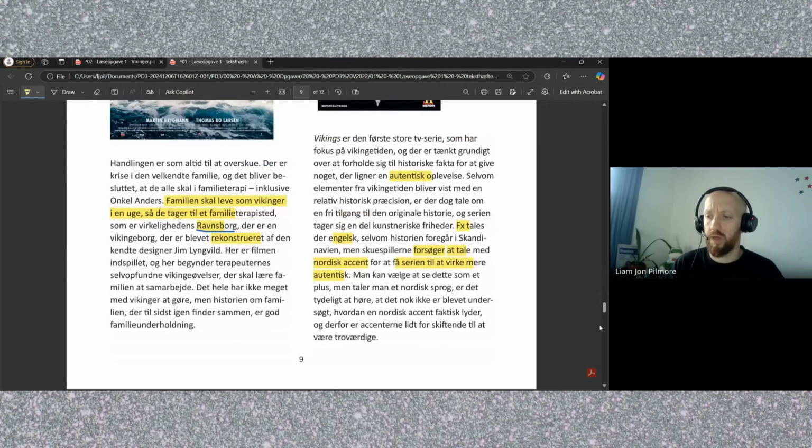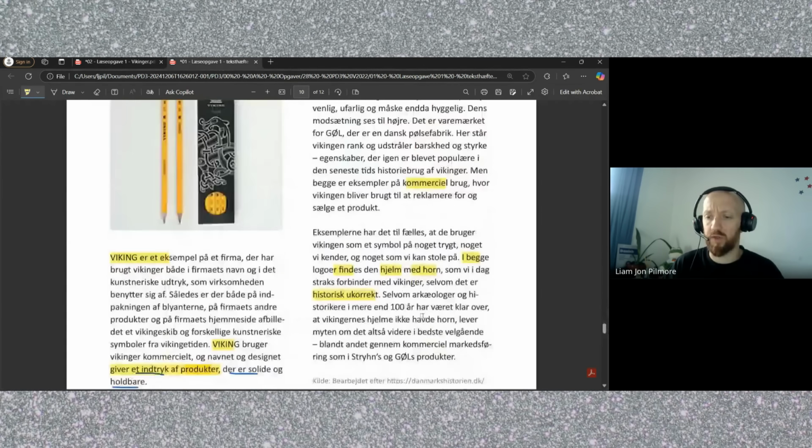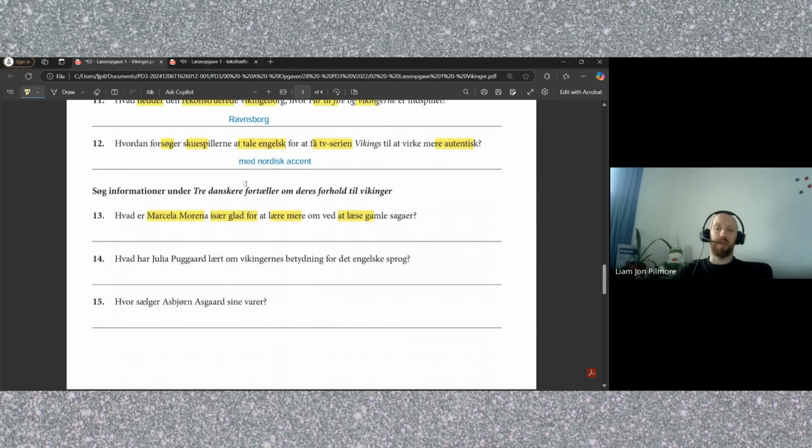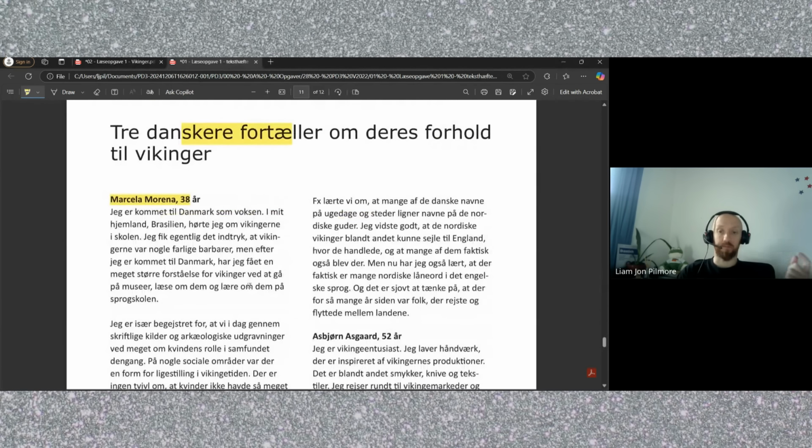Marcella. And I think this is at the end, so I can just scroll right down. Here we go. 3 danskere fortæller. Marcella Morena. Maybe our keyword might be glad for. Lære mere om. Glad for, lære mere om. Yeah. So glad for eller lære gamle sagaer. Few keywords. I'm scanning.